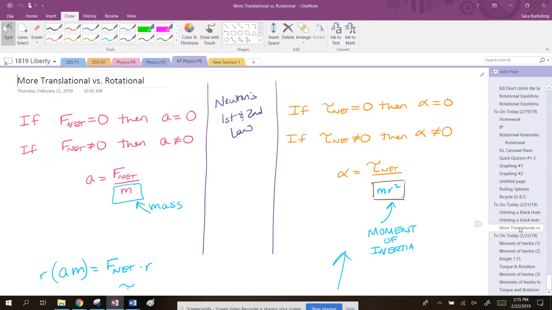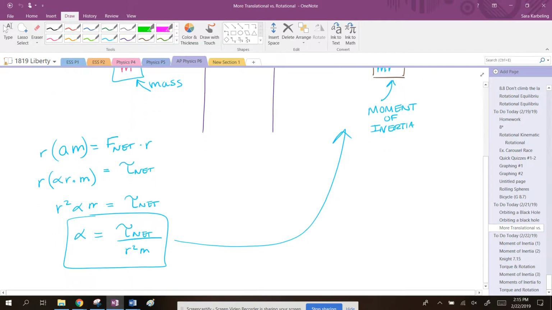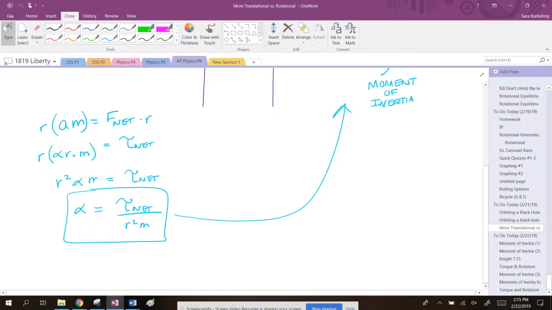So then we said, okay, well, if that's all true, then we've got to have alpha is equal to torque net over something. And we haven't really talked about what the rotational equivalent of mass is, right? So we went through all this little business here to kind of prove this. And this part, I'm really happy to go through this with you if you want to see it again. I'm happy to do that.